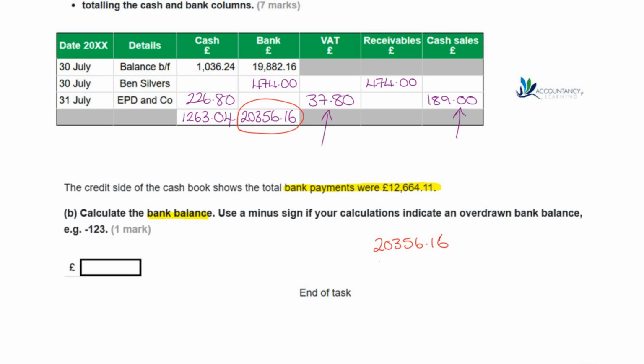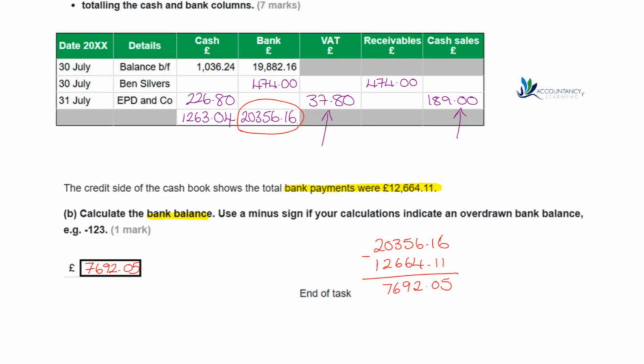But our payments need to be offset against that. So that's our credit in our bank, which then gives us £7,692.05. So that is our remaining balance. No need to use a minus sign as the debit amount is higher than the credit amount, so our receipts are higher than our payments. That brings us to the end of task 7.